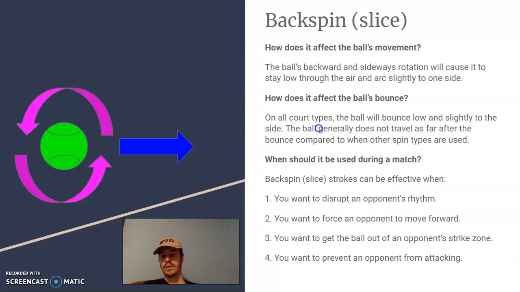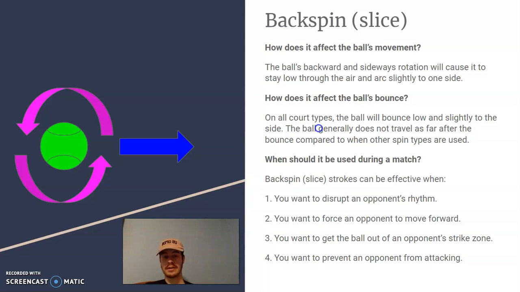Okay. When should it be used during a match? Well, backspin, slice strokes, they can be effective when you want to disrupt an opponent's rhythm. Some players get really used to one speed, and if you throw in a slice, that can throw them off their game. It can work well if you want to force an opponent to move forward. Maybe you want them to come up to the net. Hitting that slice can make them run up because that ball is not going to travel very far.